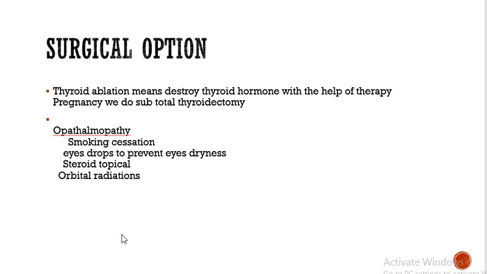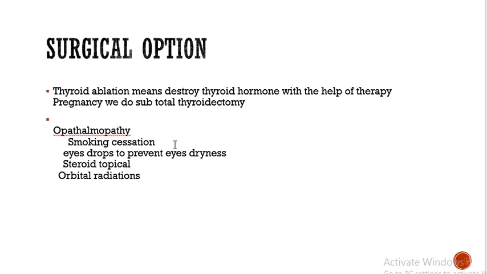Now what's the surgical option? The surgical option, if medical treatment has failed, then we use thyroid ablation, meaning we destroy the thyroid cells which are producing more T3 T4 with the help of therapy. So in pregnancy we will do subtotal thyroidectomy. In pregnancy we will not do thyroid ablation because it can be teratogenic. So we will do what? Subtotal thyroidectomy.